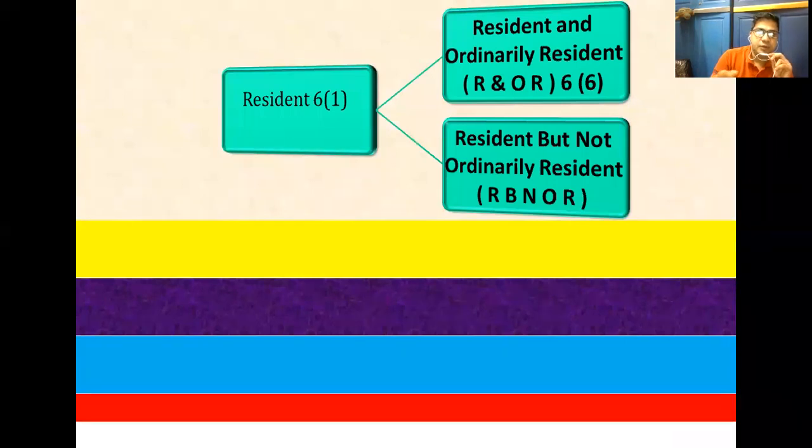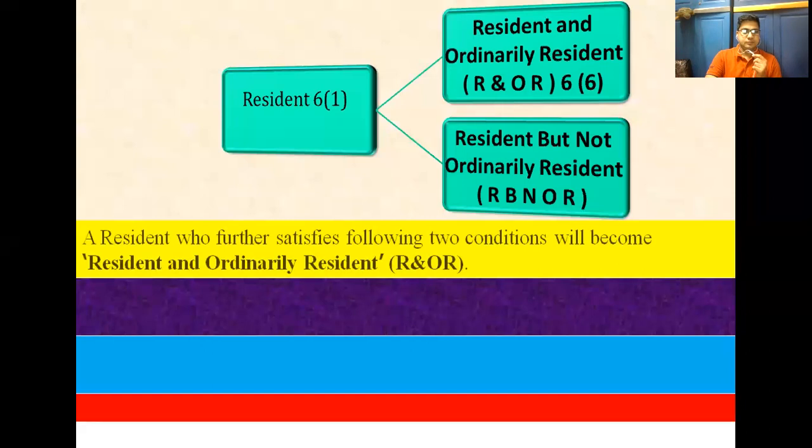resident. Now after completing and satisfying the conditions, in order to become a resident and ordinary resident, that is R and OR, and resident but not ordinary resident, that is RBNOR, an individual must satisfy two further conditions. A resident who further satisfies the following two conditions will become a resident and ordinary resident. Now, what are the two conditions?